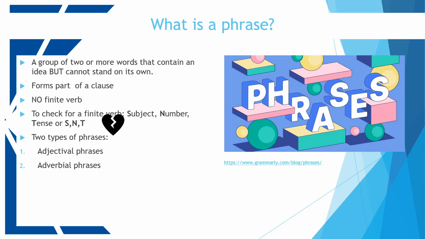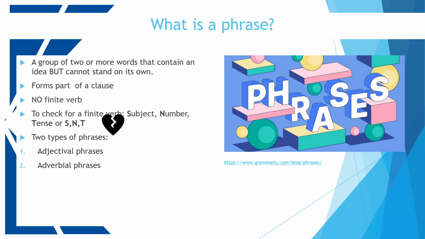First of all, let's ask ourselves, what is a phrase? A phrase is a group of two or more words that contain an idea, but they cannot stand on their own. A phrase forms part of a clause. The sentence cannot stand on its own because it does not have a finite verb.